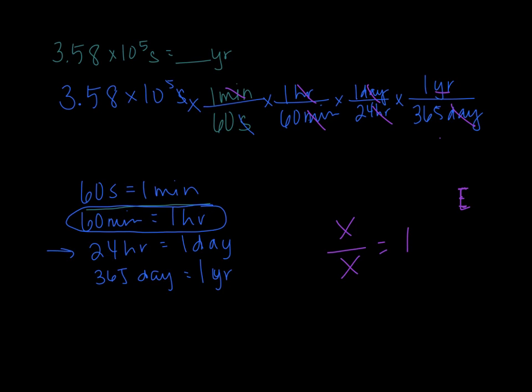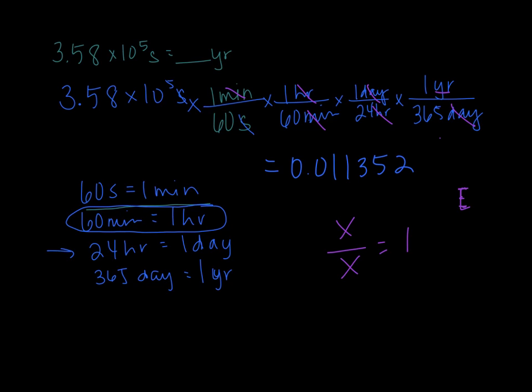You can multiply by all these ones if you want, so you could technically put 3.58 times 10 to the 5th times 1 divided by 60 times 1 divided by 60 times 1 divided by 24 times 1 divided by 365. But multiplying by all those ones is not going to get you anywhere. So you just want to make sure you divide by all of those. And so your answer is going to be 0.011352.